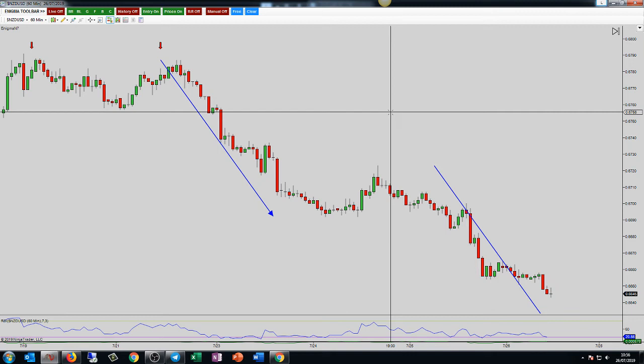You know, with news events, I mean, we look at the ECB press conference the other day. It's produced lots of flagpoles, and today I'm in 2 breakout patterns.